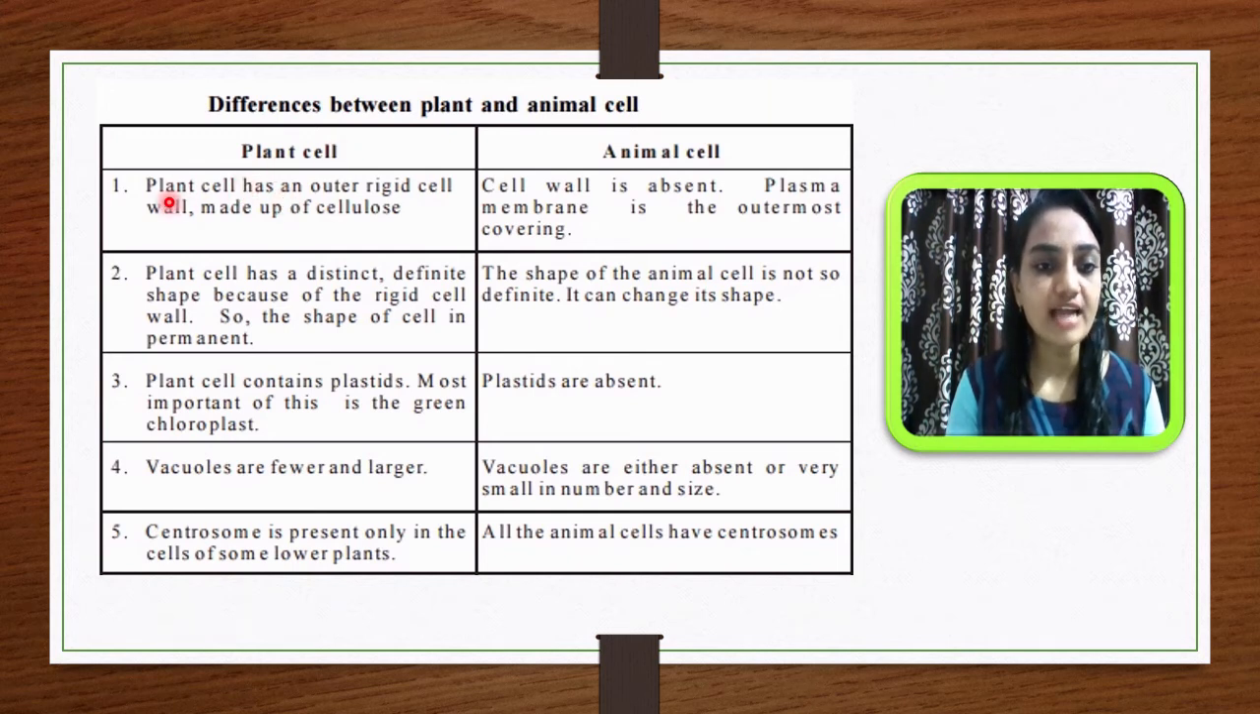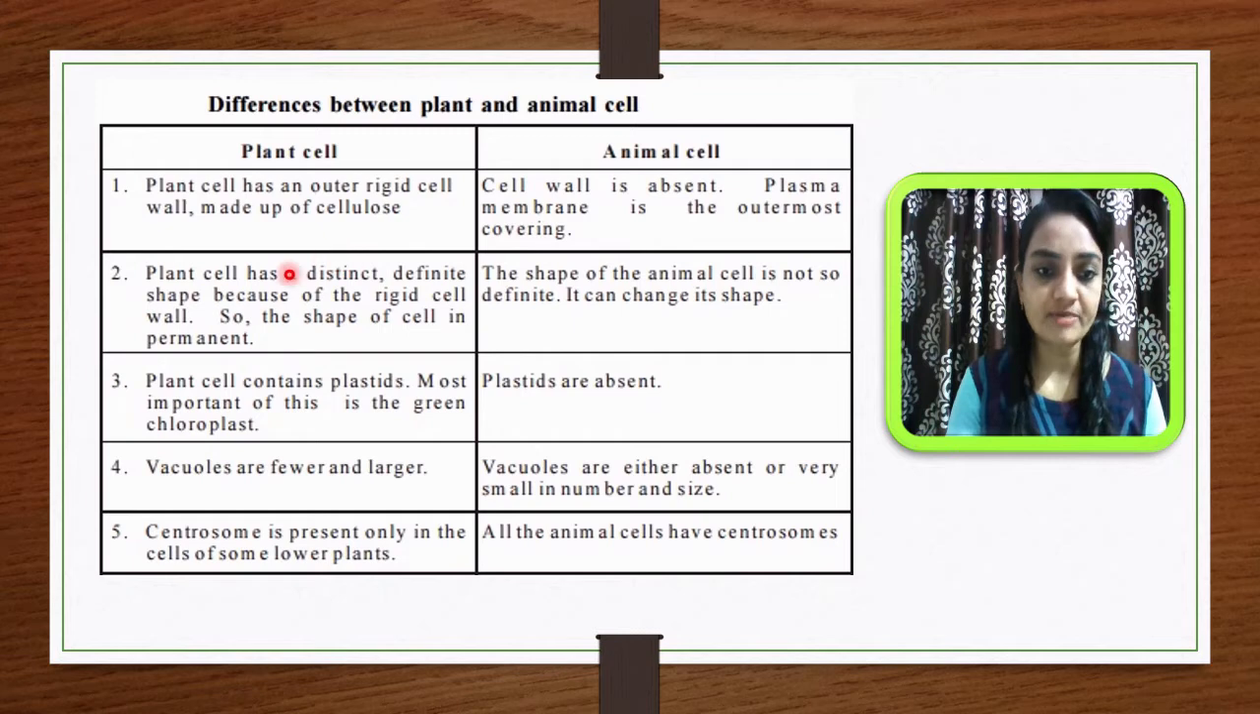So first of all, the plant cell. A plant cell has an outer rigid cell wall, which is mostly made up of cellulose. But in the animal cell, the cell wall is totally absent. Instead of a cell wall, the outer membrane is the plasma membrane, and it is the outermost covering. This is the main difference. The first point indicates the main difference between plant cell and animal cell.